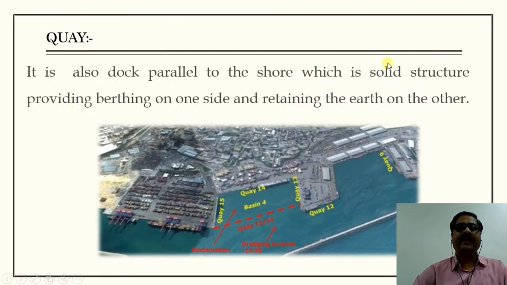Now quay. It is also a dock parallel to the shore, which is a solid structure providing berthing on one side and retaining the earth on the other side. So this is how it is, quay. So these are the quay. This area can be accommodated for the berth of the ship, this for this, and this much of everything. So it is a dock parallel to the shore.